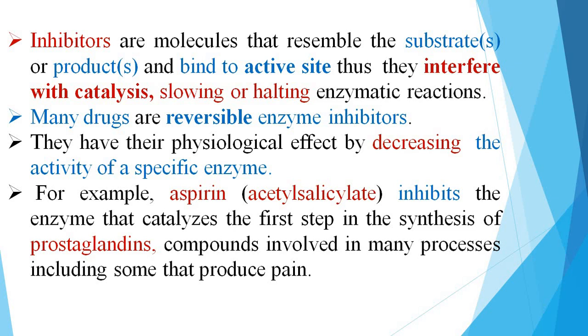Many drugs are reversible enzyme inhibitors. They have their physiological effect by decreasing the activity of a specific enzyme. For example, aspirin. The acetyl salicylate inhibits the enzyme that catalyzes the first step in the synthesis of prostaglandins. These are compounds that are involved in many processes, including some that produce pain. So, aspirin is used as a painkiller.